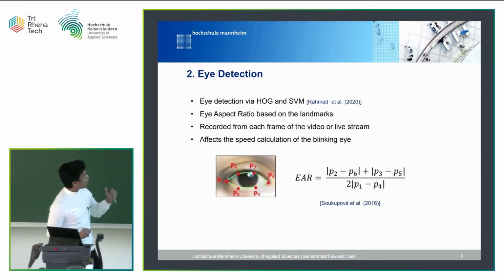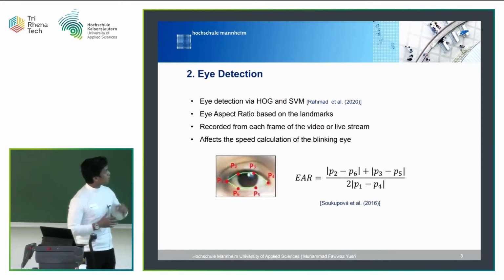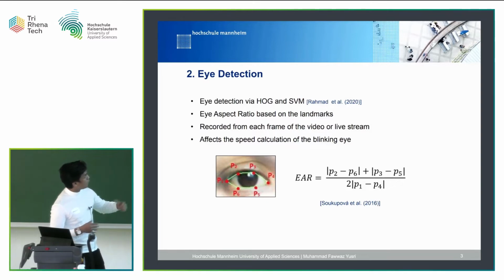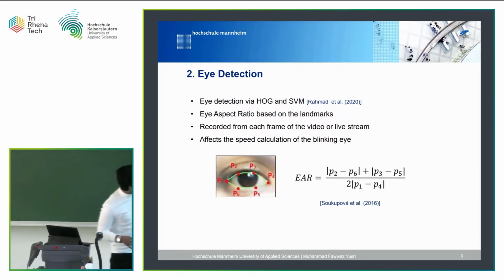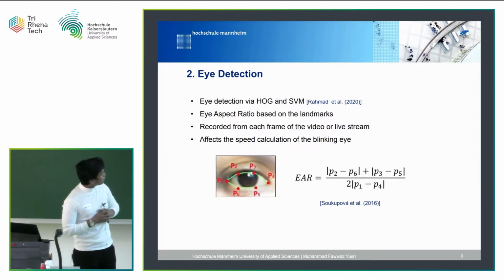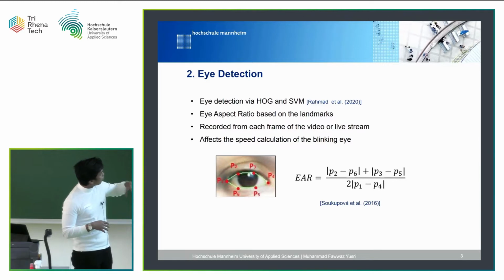So for the eye detection, we use the HOG and SVM approach. And then the most important variable is the eye aspect ratio. So the eye aspect ratio is based on the landmarks. As you can see on the picture, we have 6 points of landmarks. So these landmarks will be recorded from each frame, and then extracted and inserted into the formula.